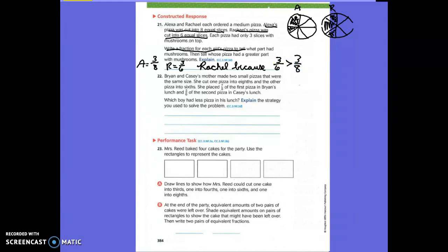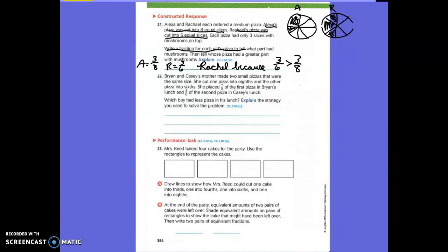Ryan and Casey's mother, read that. Ryan and Casey's mother made 2 small pizzas that were the same size. She cut 1 pizza into 8 and the other pizza into 6. She placed 7/8 of the first pizza in Brian's lunch and 5/6 of the second pizza in Casey's lunch. Which boy had less pizza in his lunch? Explain the strategy you used to solve the problem.